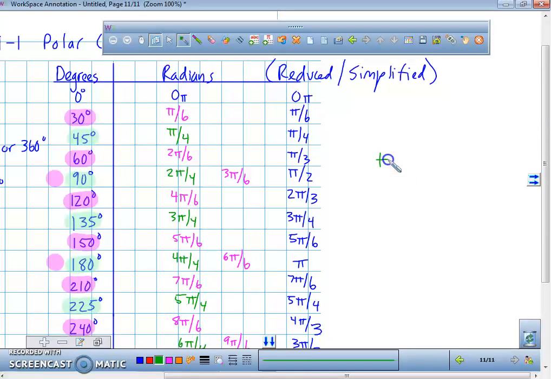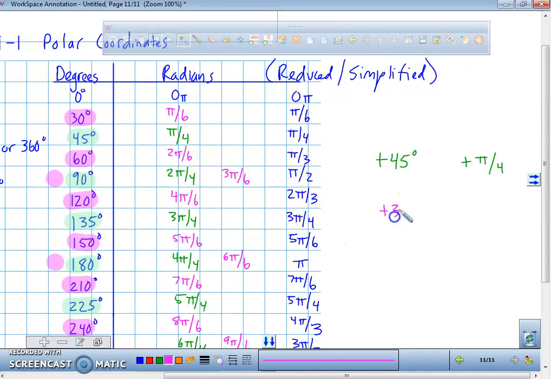I want you guys to understand every single time you go up by 45 degrees, you actually also go up by pi over 4 radians. If you go up 30 degrees, that also goes up pi over 6 radians. So that's just a helpful thing to know. You're going from degrees to radians. Every single time you add 45 degrees, that goes up pi over 4. Every single time you add 30, that goes up pi over 6.